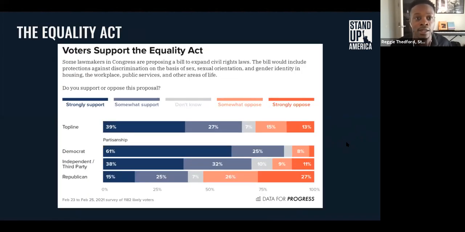The Equality Act. Voters support the Equality Act. So some lawmakers in Congress are proposing a bill that will expand civil rights. And I just want to give a brief talk about this, just in case folks don't know. This bill will include protections against discrimination on the basis of sex, sexual orientation, and gender identity in housing, the workplace, public services, and other areas of life. And as you can see, top line across the political spectrum, there is a lot of support, whether strongly or somewhat, and not as much opposition for the Equality Act.